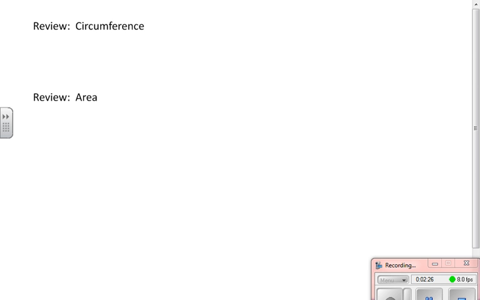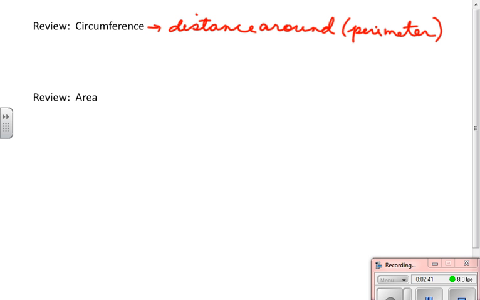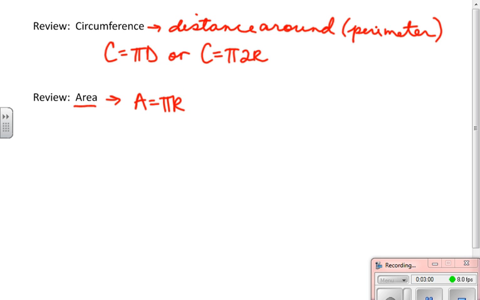Now, just to quickly review, remember the circumference is our distance around a circle. In our other shapes, we talk about this as the perimeter, but it has a special name in circles. Our circumference is equal to pi times our diameter, or circumference is equal to pi 2r, and we know that 2r is the same as diameter. Area is equal to pi r squared, and that's a term that you might be used to.